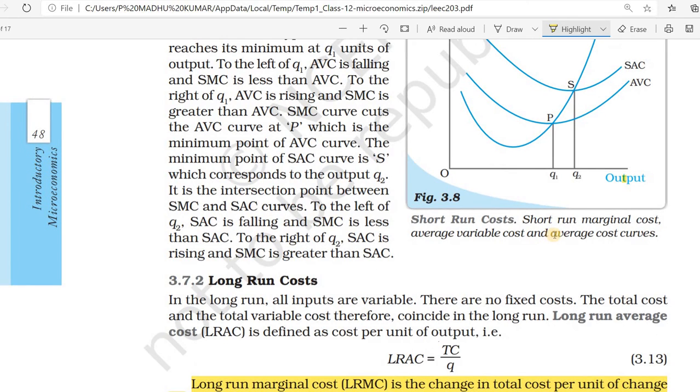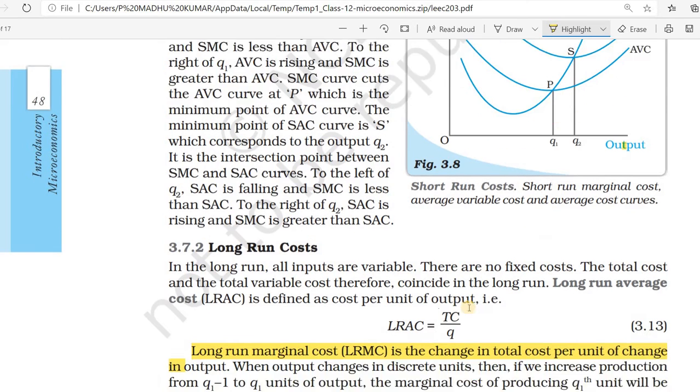Okay, today we will study long run cost. In the long run we are varying all the inputs. In the short run we keep one factor fixed and vary all the other factors. But in the case of the long run, we vary all the factors or inputs. There are no fixed costs. First we will find the equation of long run average cost.